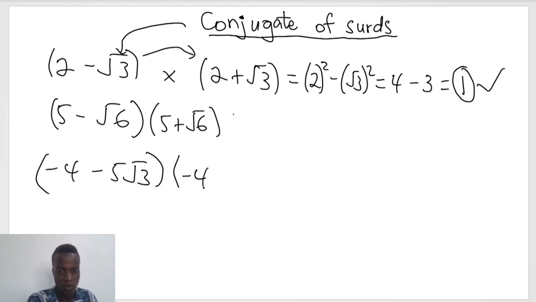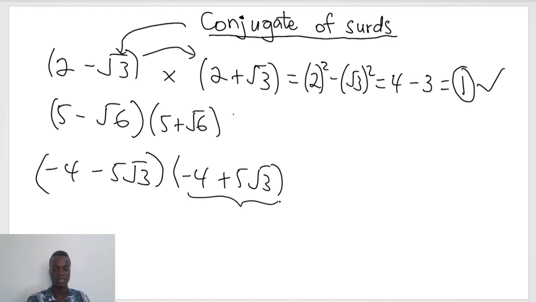negative 4 plus 5 root 3. So this is the conjugate of this guy. So this is the conjugate of this set. So I knew before bringing this minus here, so that you have a simple way of getting a whole number. So conjugate of set, this is the concept.